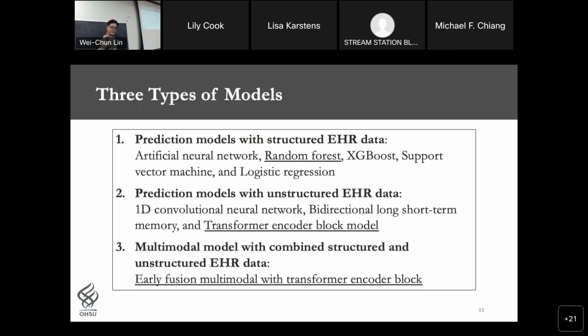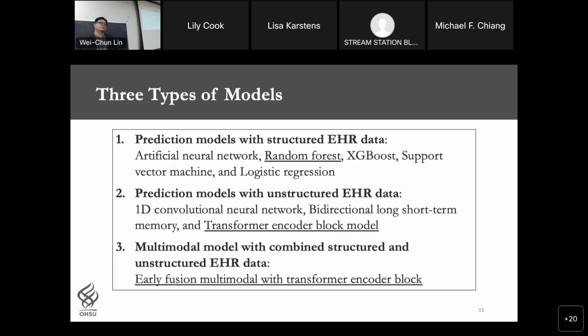For using structured EHR data, we developed 5 machine learning models, including artificial neural network, random forest, XGBoost, support vector machine, and logistic regression with elastic net penalty. The random forest shows the best performance using only structured EHR data. And the text classification models were developed using the surgical notes, including a one-dimension convolutional neural network model, a bidirectional long short-term memory model, and a transformer encoder block classification model. The transformer encoder block classification model shows the best performance.